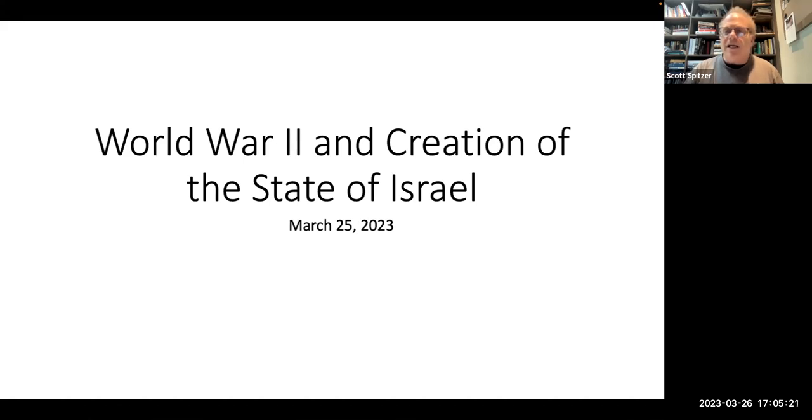The resulting independence of Israel and the simultaneous Nakba, or catastrophe, the displacement of between 710,000 and 750,000 Arabs who lived in Palestine, is also going to be a long-term feature of this conflict. So you have two outcomes, and all of these things are related to the different dimensions and consequences of World War II.